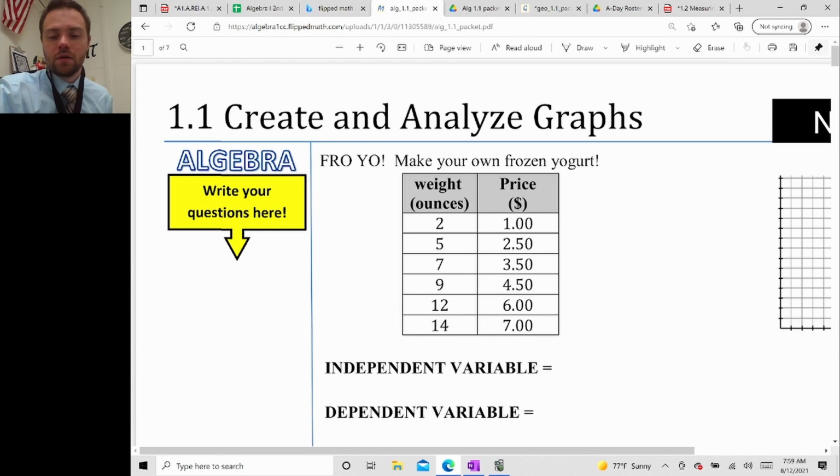Okay, so in this section we're going to be talking about creating and analyzing graphs. We're going to talk about independent variables, dependent variables, and how to take a set of inputs and outputs and plot them on a Cartesian plane.